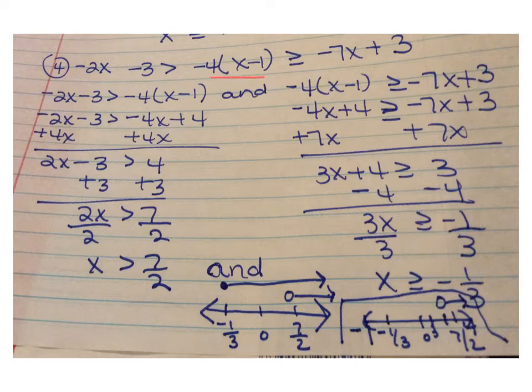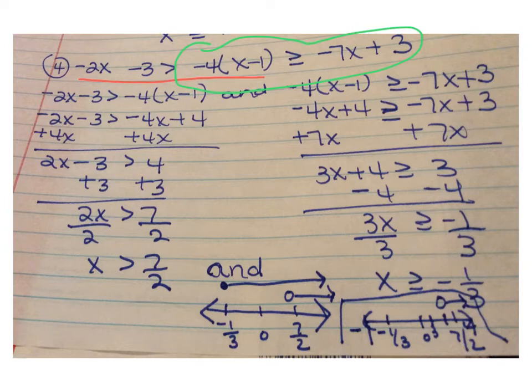So the first inequality is this one right here. I wrote it: negative 2x minus 3 is greater than negative 4 times the quantity x minus 1. And then the second inequality is this part over here, which is negative 4 times the quantity x minus 1 is greater than or equal to negative 7x plus 3.